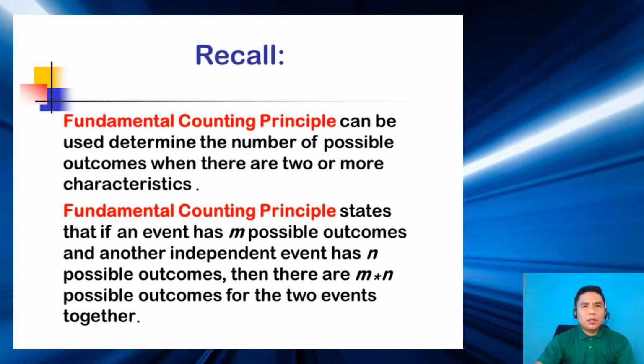Let us recall that the fundamental counting principle can be used to determine the number of possible outcomes when there are two or more characteristics, alright? As you remember, the fundamental counting principle states that if an event has m possible outcomes and another independent event has n possible outcomes, then there are m times n possible outcomes for the two events.